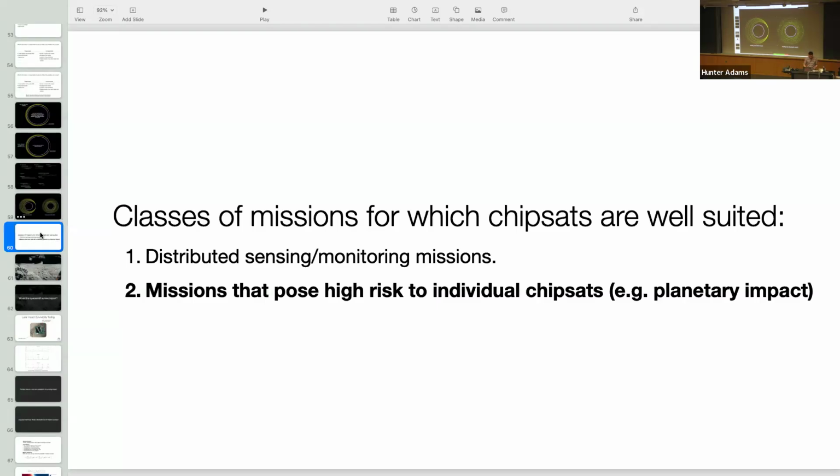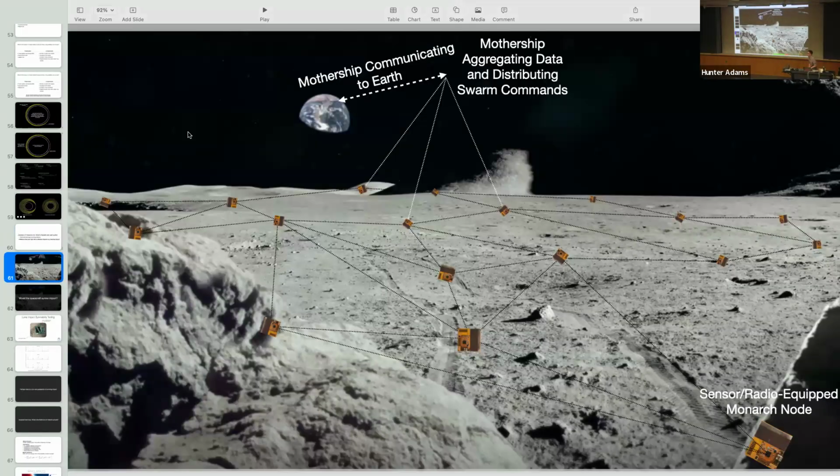That's just me. The other class of missions for which I think chipsats are really well suited would be those that pose really high risk to individual chipsats. A great example of these would be those that involve entry, descent, and landing onto other celestial bodies, for instance, the moon. Many of you are aware that for the Mars rovers, for instance, the most dangerous part of that mission is getting from orbit to the surface, because you have to dissipate kilometers per second of energy relative to the planet, to zero motion relative to the planet in about 7 minutes through an atmosphere.